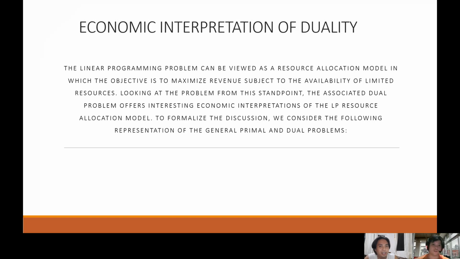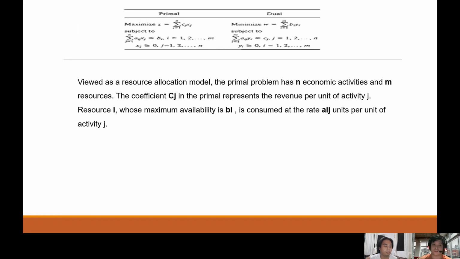Now, the economic interpretation of duality. The linear programming problem can be viewed as a resource allocation model in which the objective is to maximize revenue, subject to the availability of limited resources. Looking at the problem from this standpoint, the associated dual problem offers an interesting economic interpretation of the LP resource allocation model.